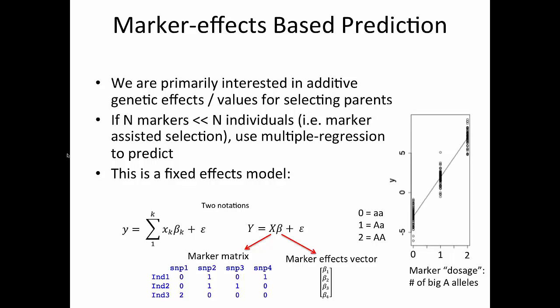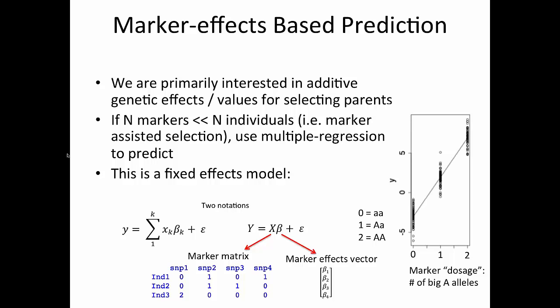So in a situation where you have marker-assisted or marker-based selection, you're going to have a lot fewer markers than you have individuals. Let's say you have one marker that tags each of a few QTL. This is a pretty simple model that you can fit using a multiple regression approach. So that's a fixed effects model.